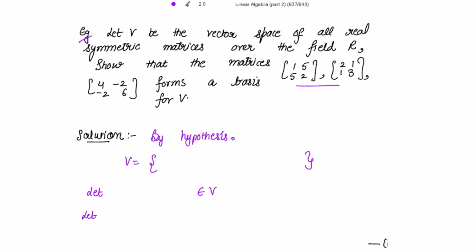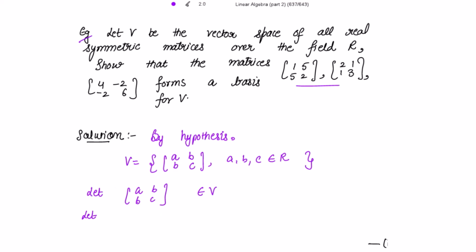By hypothesis, the vector space V is equal to... now what kind of matrices are present in vector space V? It is real symmetric matrices. So I'm writing [a, b; b, c], where a, b, c belong to the real numbers because the field is given to be R. So let's take one element from the vector space. I'm taking again this [a, b; b, c], because the elements present in the vector space are matrices.